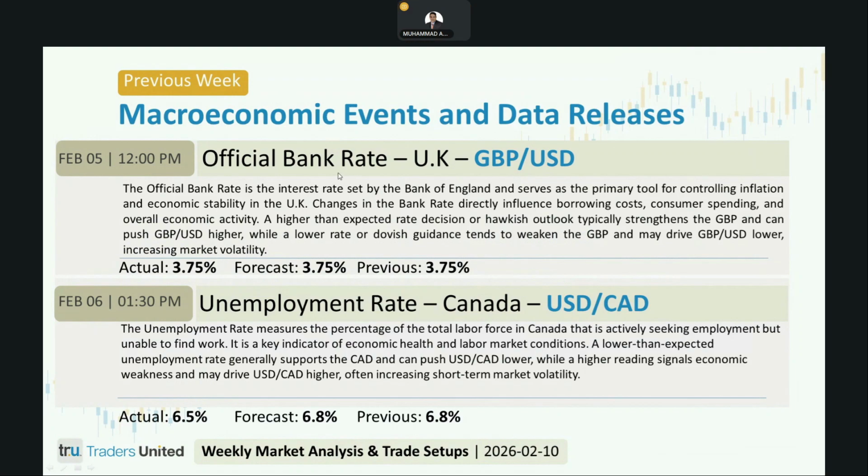What is the official bank rate in the UK? The official bank rate is the interest rate set by the Bank of England and serves as the primary tool for controlling inflation and economic stability in the United Kingdom. Changes in the bank rate directly influence borrowing costs, consumer spending, and overall economic activity. While a higher than expected rate or hawkish outlook usually supports the British pound, a neutral or dovish tone can weaken the currency and increase volatility in the GBPUSD currency pair.